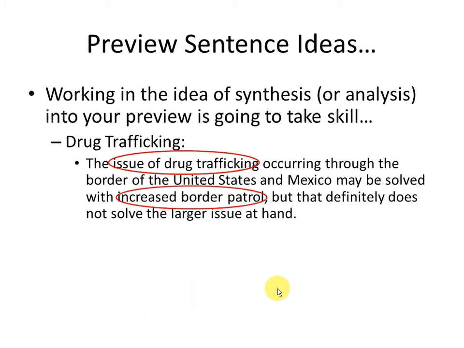Then I'm going to talk about increased border patrol as being a possible solution. So we know that possibly if we had more people along the border, drug trafficking could decrease. But I found in my research that that might not be the best option. So in my analysis paragraph or my synthesis paragraph, I'm going to look at that problem of drug trafficking and how it's a really huge issue, and that border patrol is just one possible solution, but there's more that has to be done. So that's going to be in my synthesis. So I know as a reader that those are the 3 things that are going to be covered.